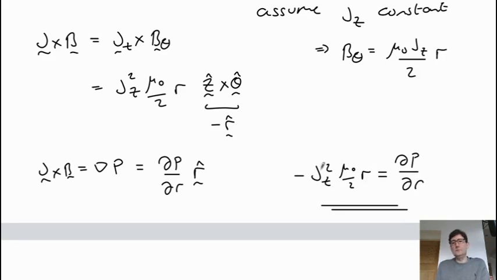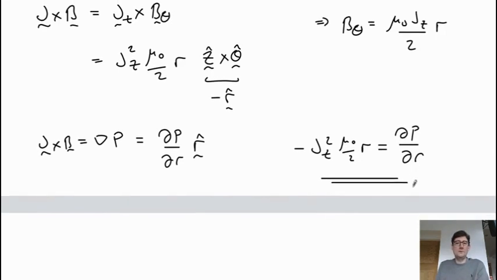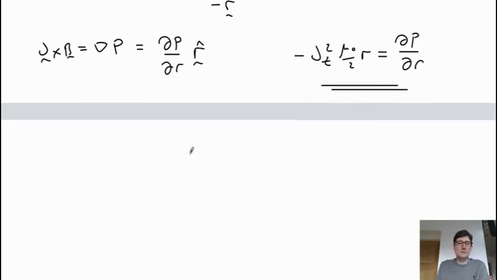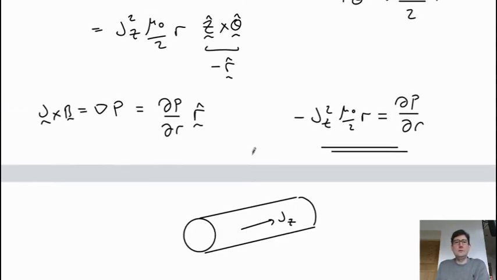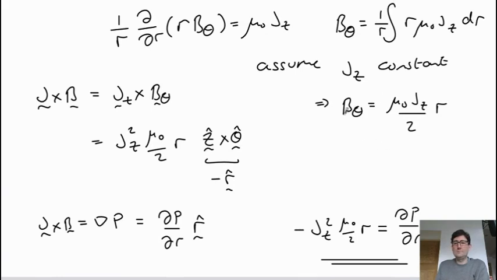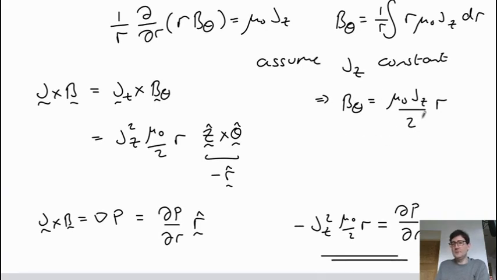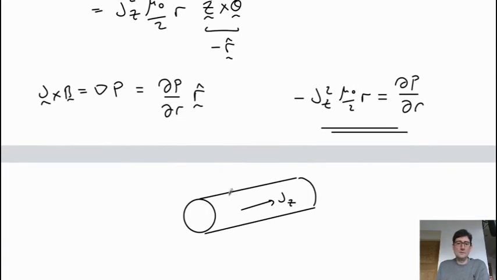And so, since this must be positive, dP by dr must be negative, and so pressure is highest in the middle and lowest on the outside. So we have Jz pointing down here. We then have the magnetic field, which is in the positive theta direction. So we have P is in this direction.